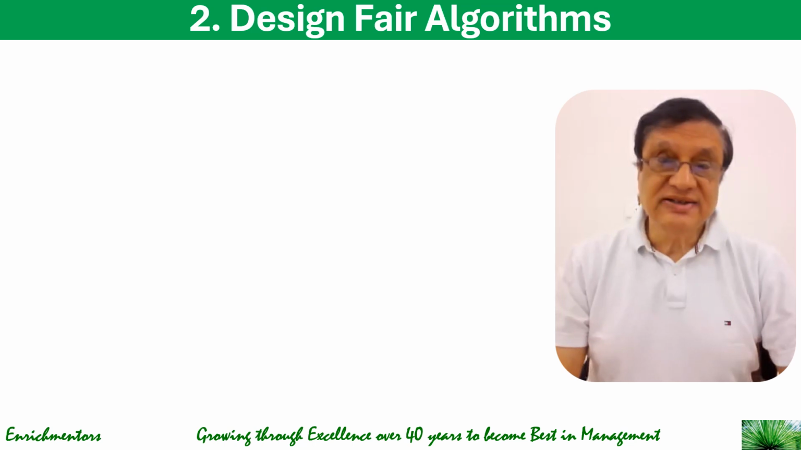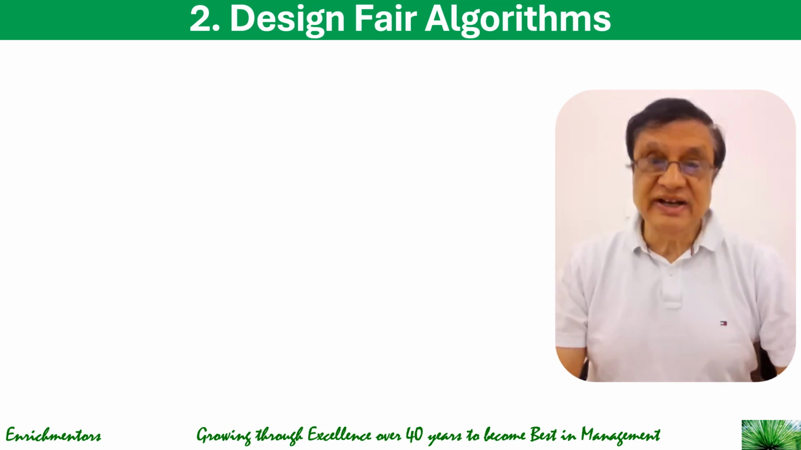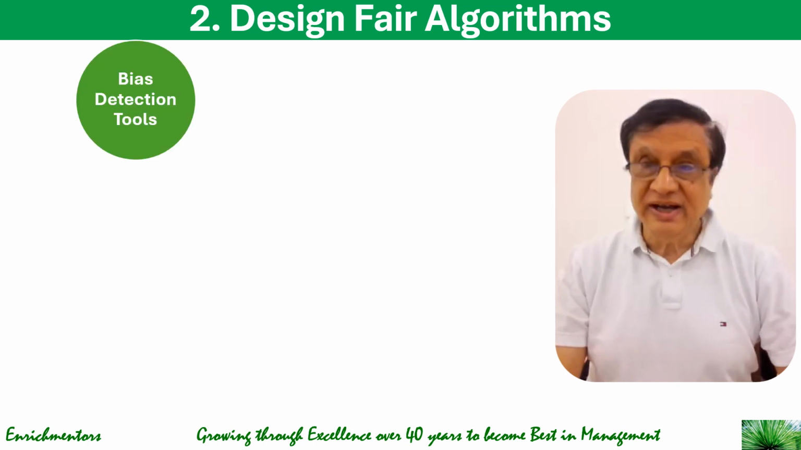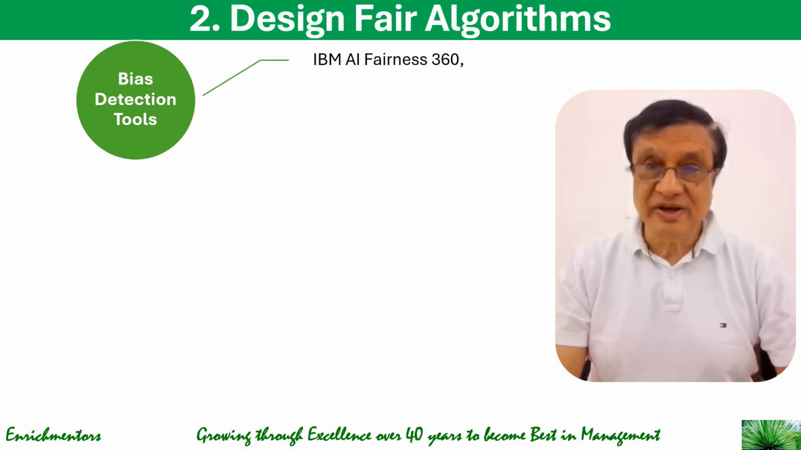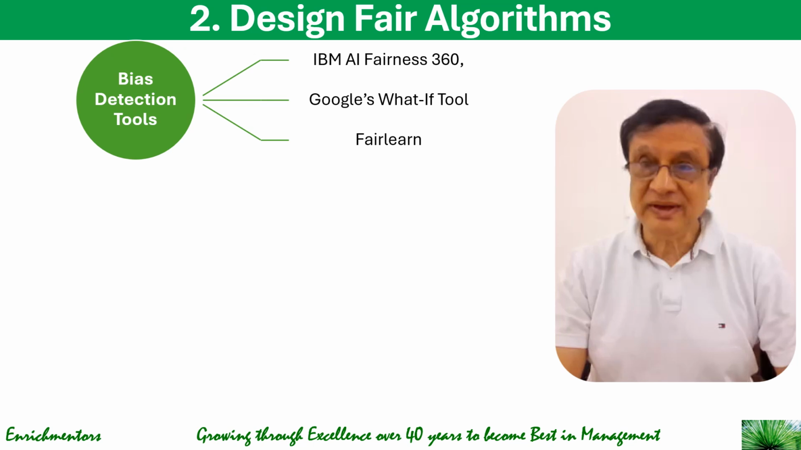So from the data sets itself, then you need to come to designing a fair algorithm. And you need to first find out where is the bias. So you need to find out which algorithms have a bias. So there are tools for bias detection, and these are AI fairness tools like IBM AI Fairness 360, Google's What-If tool, and FairLab to detect the bias.